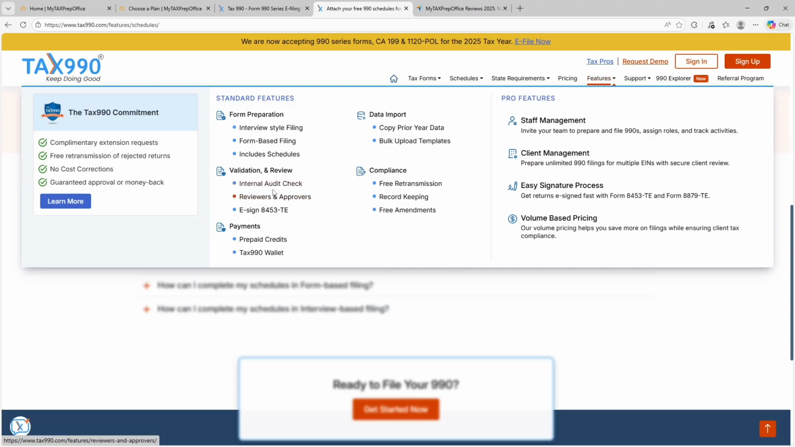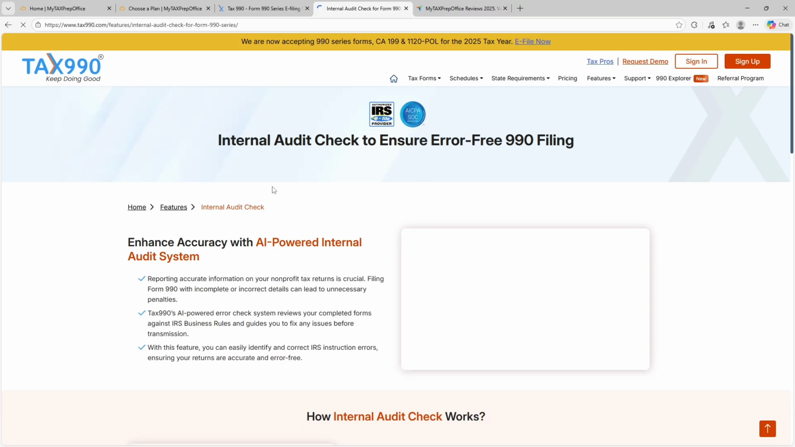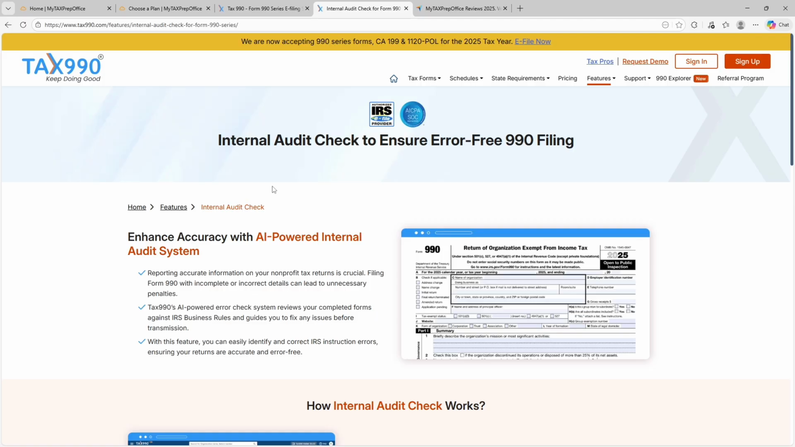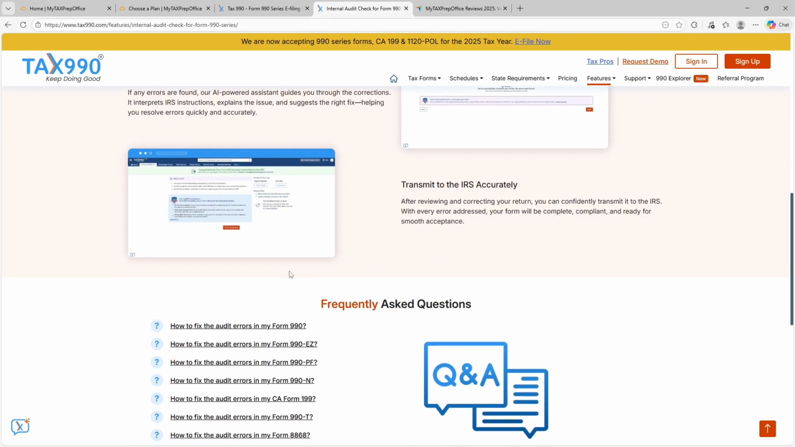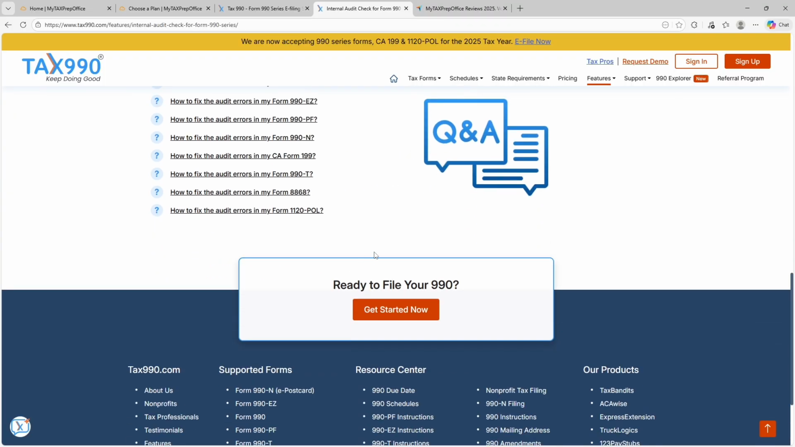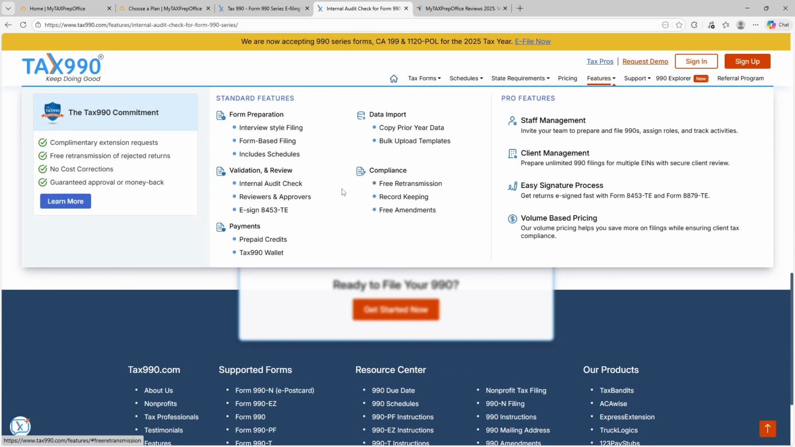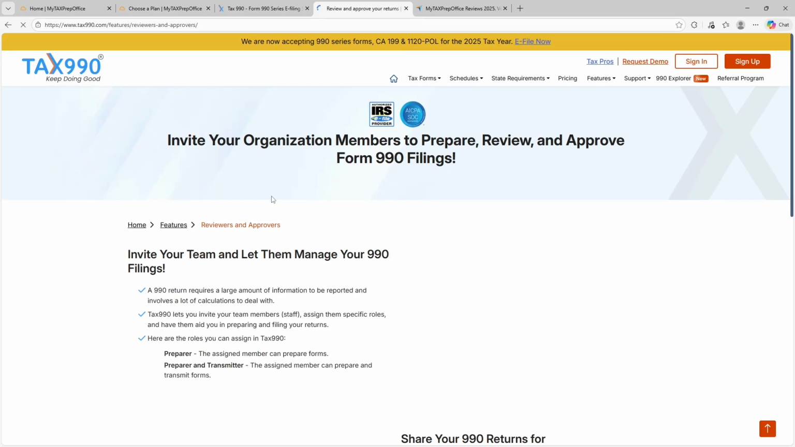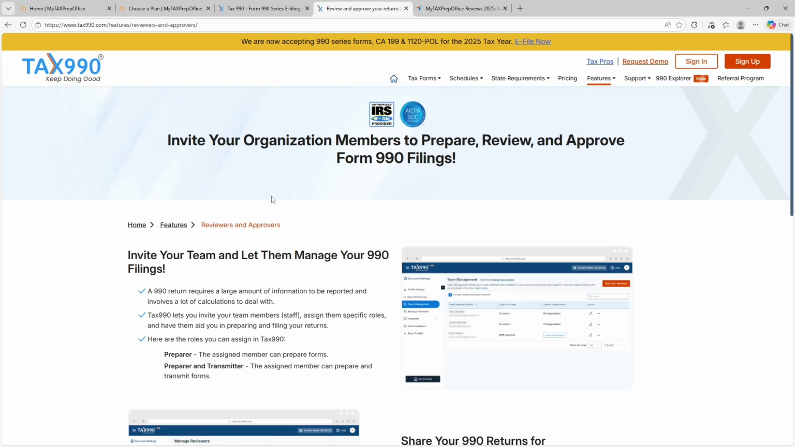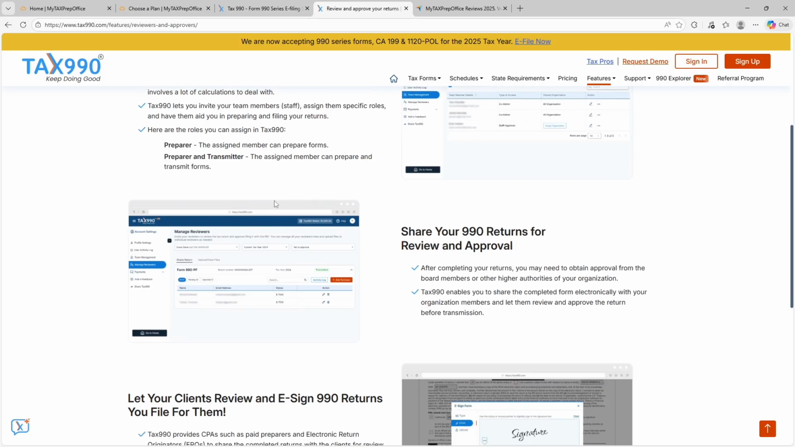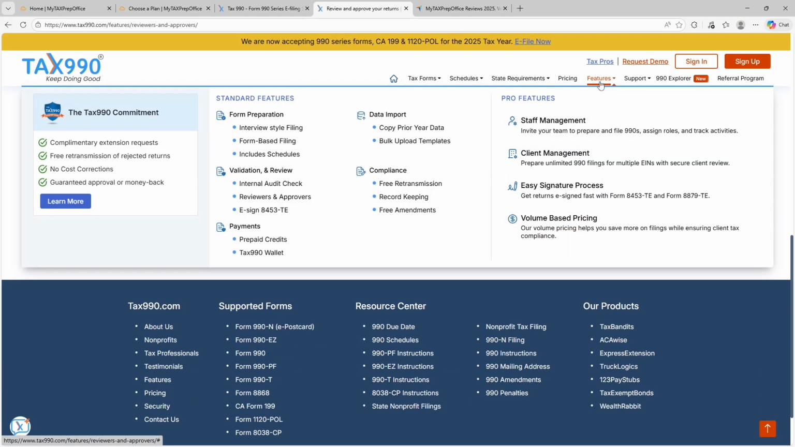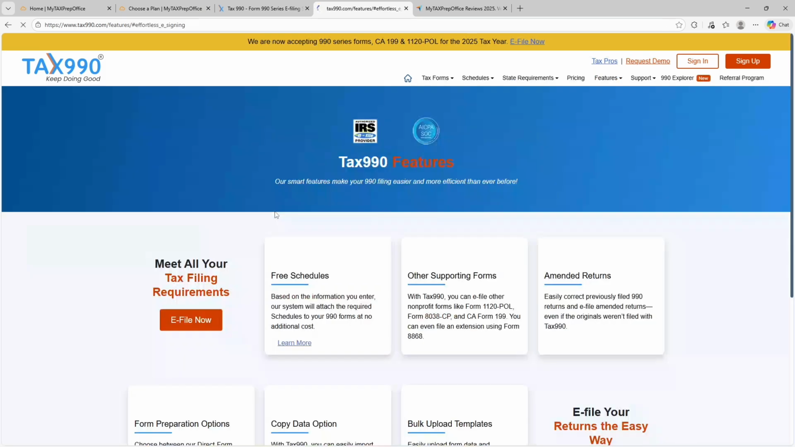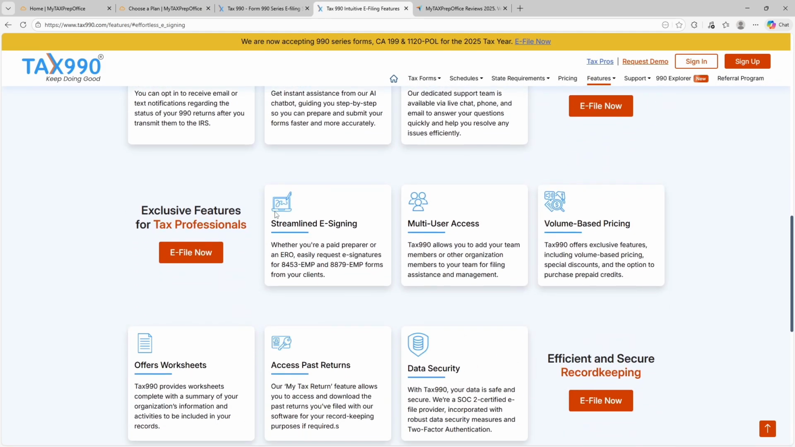Smart AI Assistance helps guide users through complex schedules and disclosure requirements, while review sharing tools allow internal teams or external stakeholders to review filings before submission. The platform also includes IRS acceptance tracking, email notifications, and a clean dashboard that shows filing status across multiple organizations, reinforcing its compliance-first design. From a pros and cons standpoint, Tax990's biggest strength is specialization and efficiency.